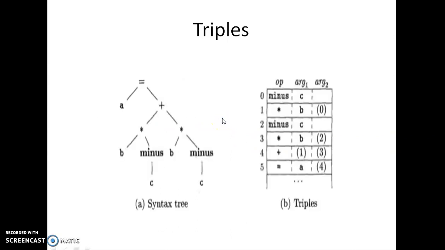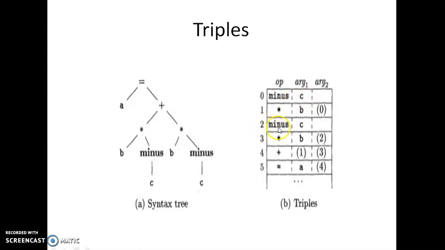How one instruction can be converted into triples is shown here. Again, here we have just shown the syntax tree, but directly from the 3-address code also we can do the conversion. At the 0th address, B into minus C is being calculated. First of all, minus C is calculated and after that B into minus C. So at the 0th memory address, minus C is there. Then we have to perform the multiplication, multiplying B with the value calculated at the 0th address.